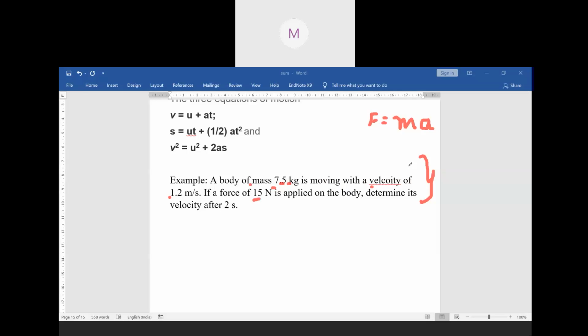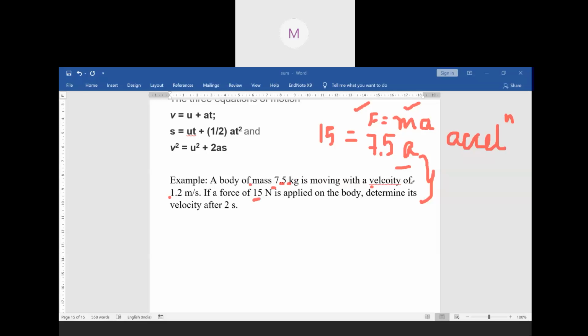What can you find out from this question? Look, we can find out what is not given. We are given force and mass. Force is 15, equal to the mass 7.5 into a. If 7.5 into a is there, we can find out the a, that means acceleration. Yes or no?